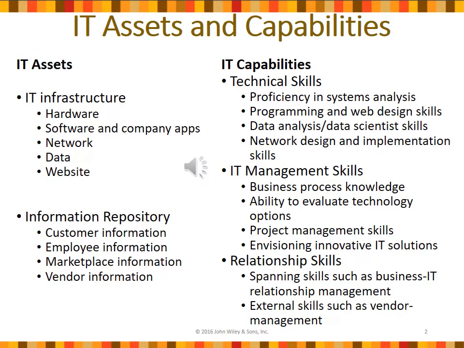Okay, these are IT assets and capabilities. IT assets and IT capabilities. So IT assets, as you see, include IT infrastructure and information repository. IT infrastructure is such as hardware, software, network, data, website. All of these things are infrastructure, things that you need to have in order to establish your IT systems. And then information repositories, which nowadays are very important and very powerful, such as what we have in terms of customer information, employee information, marketplace information, and vendor information.